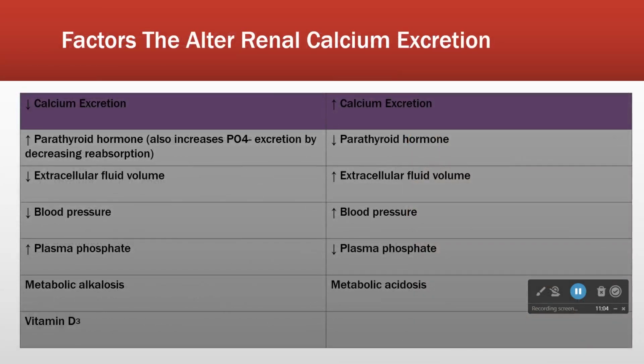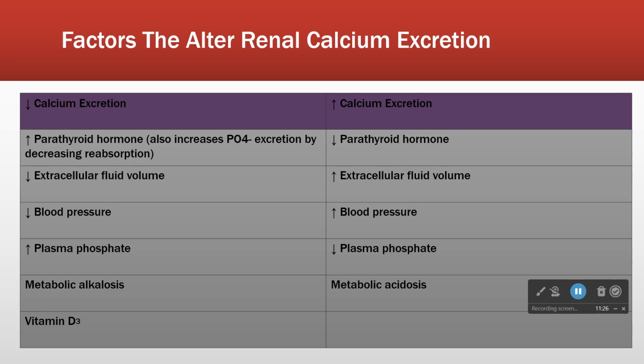Okay, so if we look at what makes it go up and what makes it go down, okay, what decreases calcium excretion? Increased parathyroid hormone, right? Remember, parathyroid hormone is released when calcium is low. So it makes sense that if our calcium is low, we want to block excretion, right? So we're going to increase reabsorption.